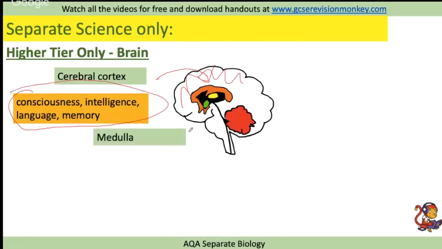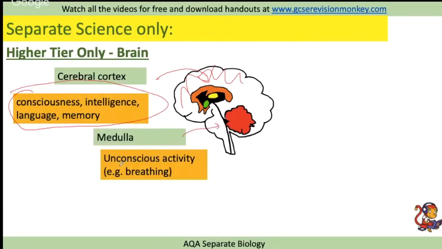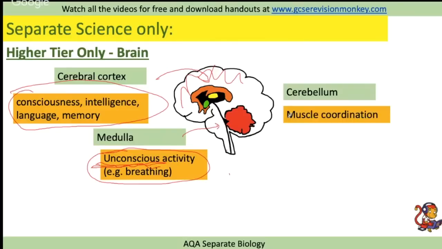You've got the medulla, this region of the brain, that controls unconscious activity. And if you think to yourself, it's quite close to the spinal cord, so you're kind of before you get to the real part of the brain. So think to yourself, anything unconscious doesn't involve the brain. So the medulla is the bit right at the base of the brain. And then you've got the cerebellum, which is for muscle coordination. So any damage to the back of the brain could affect your muscles.